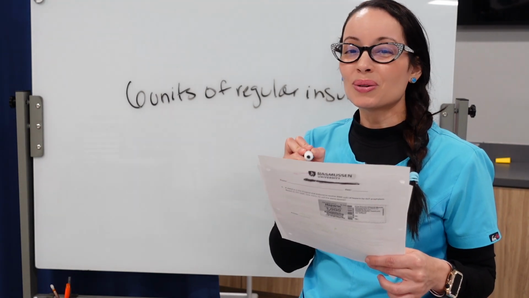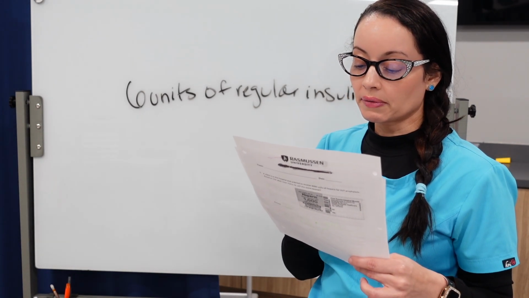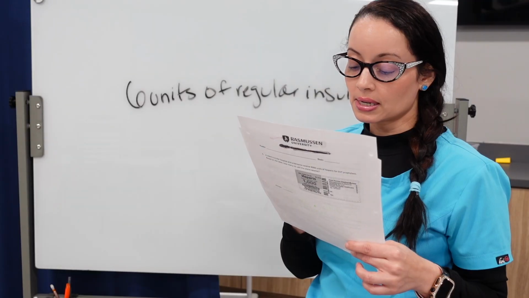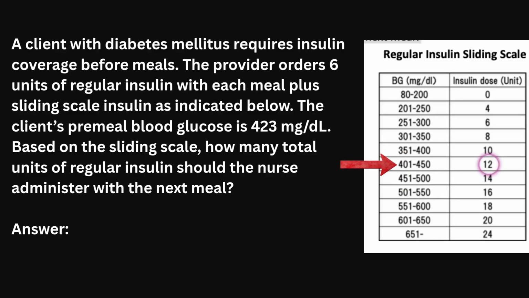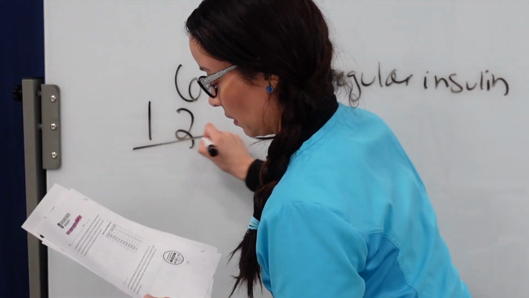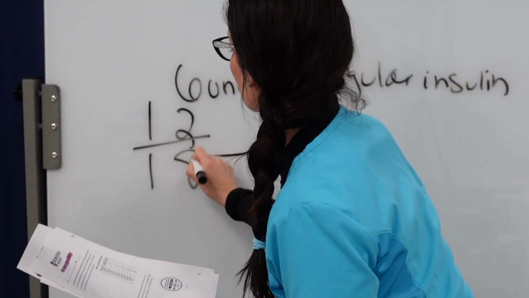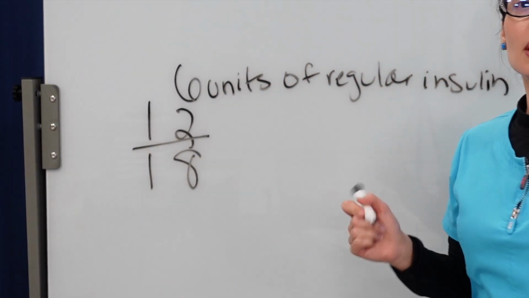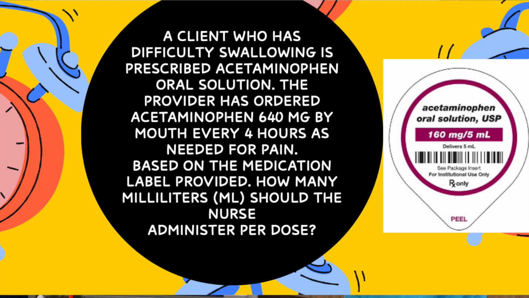The client's pre-meal blood glucose was 423. So all you have to do is go to where 423 is, and you see that 423 is between 401 and 450, and that is 12 units. So all you're doing is 6 plus 12 equals 18 units. So that's the answer for number 3. It's 18 units.